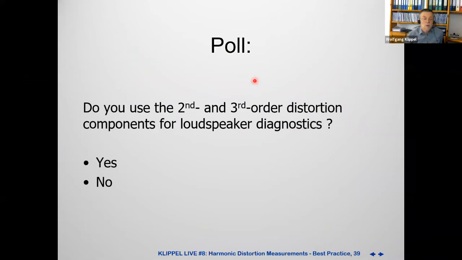Next poll: Do you use the second and third order distortion component for loudspeaker diagnostics? Also that's the separation between second and third.